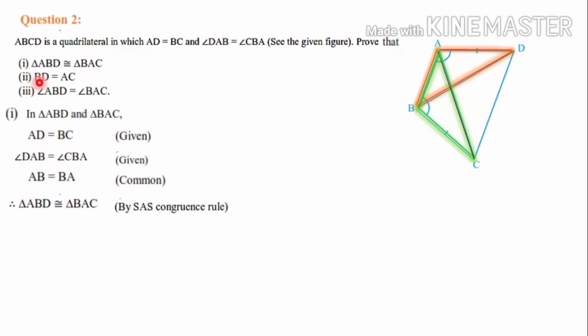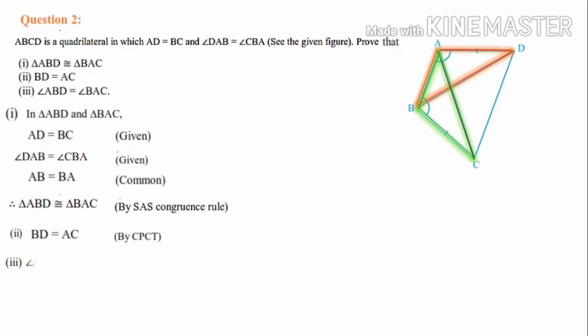Then the second part we have to show is BD equal to AC. We can check here BD and AC. They are the remaining sides of the two triangles which we have taken. That is the corresponding parts of congruent triangles. By using that condition, we can say that these sides BD and AC are equal. So BD is equal to AC by using CPCT, because they are the corresponding parts of congruent triangles. We have already proved that the given two triangles are congruent. So now these BD and AC are the corresponding parts of the congruent triangles. Because of that, we can say that BD equal to AC.